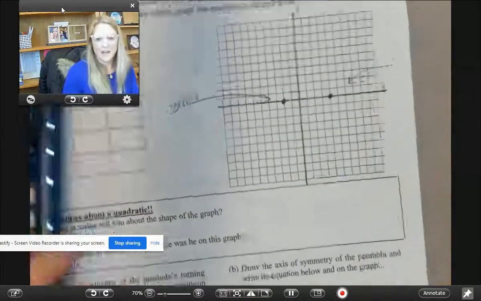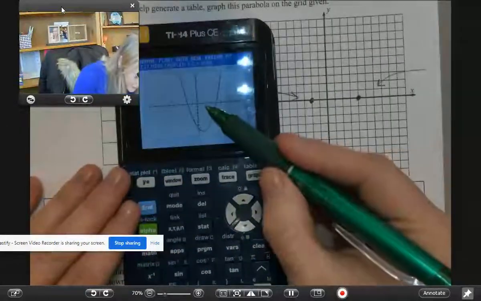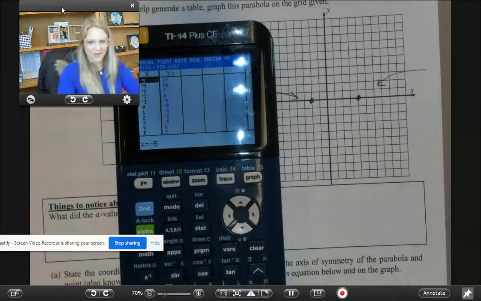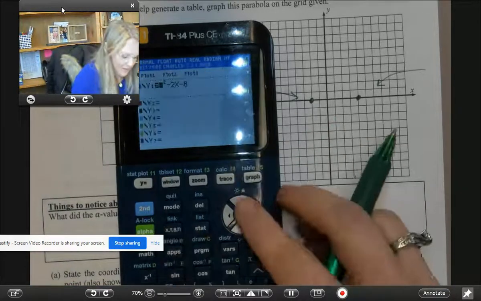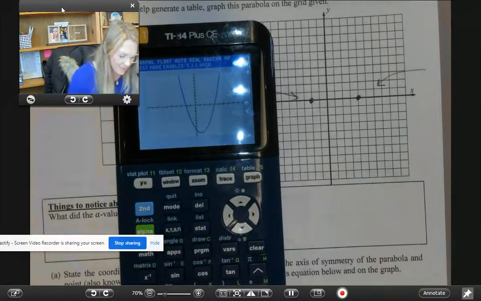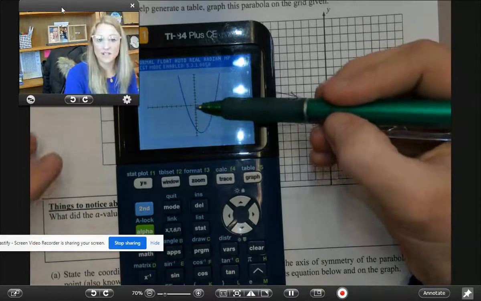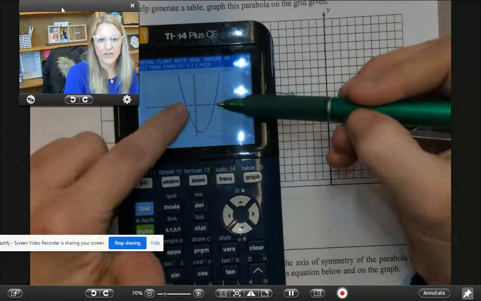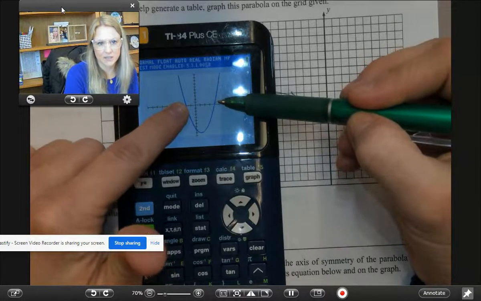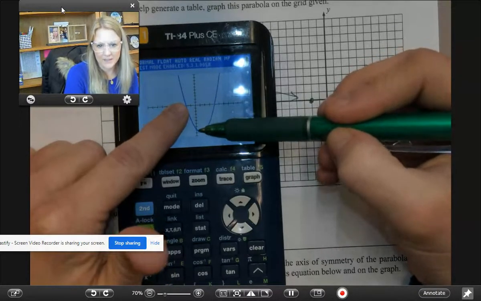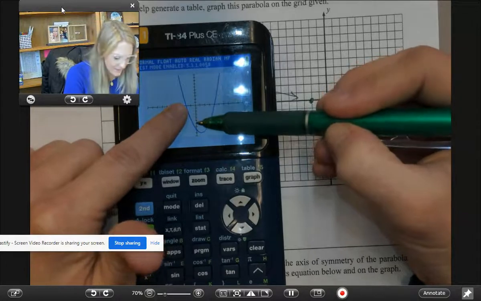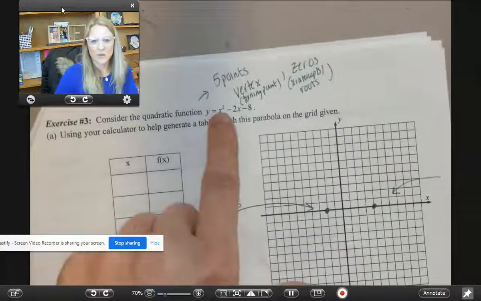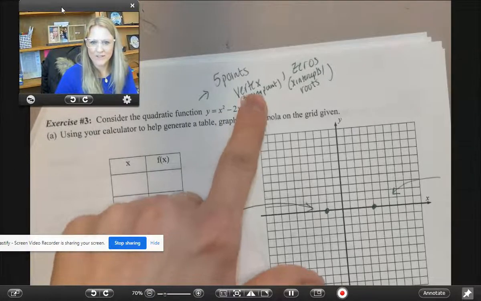All right, and then the turning point, can I really tell? I kind of can, but I'm going to use my table to help me graph some more points. Another point, let's look up here again, is you can tell where it crosses the y-axis. You see, so here's your zeros. Those are your x-intercepts. It crosses the x-axis at 2 places. And here's your y-intercept, and it's down at -8. Do you see our equation up here? Do you see a -8 somewhere?